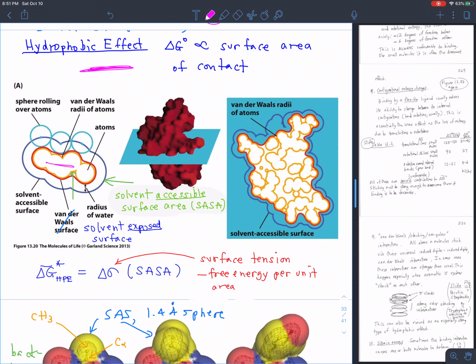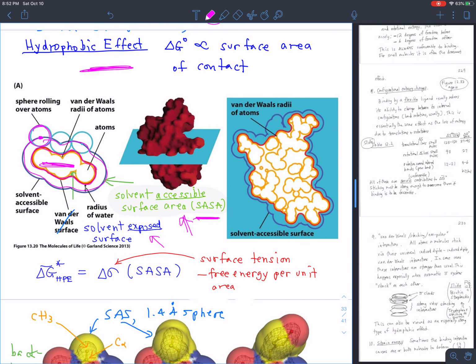Let's suppose I've got a hydrophobic molecule like this one, and I roll a water molecule over its surface. Then that describes what's called the solvent exposed surface here. That's the surface of the molecule that's touching water. On the other hand, as I'm rolling these water molecules, let's suppose I keep track of the center of the water molecule. That gives me this surface. And that surface is the solvent accessible surface area, or SASA.